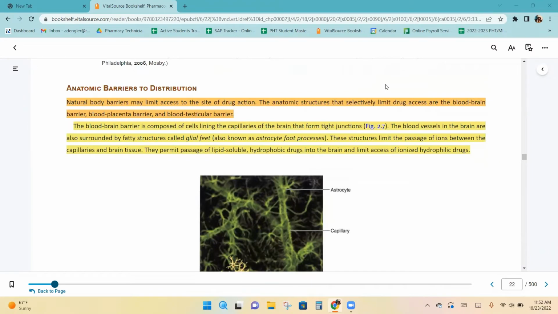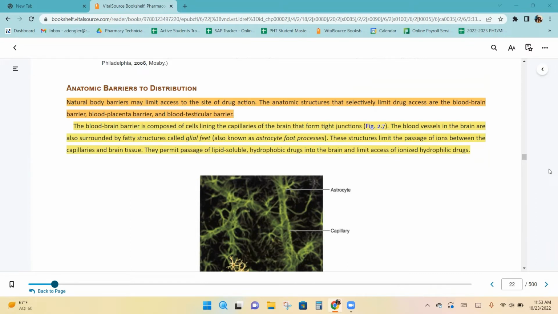Natural body barriers may limit access to the site of drug action. The anatomic structures that selectively limit drug access are the blood-brain barrier, blood placenta barrier, and blood testicular barrier. The blood-brain barrier is composed of cells lining the capillaries of the brain that form tight junctions.